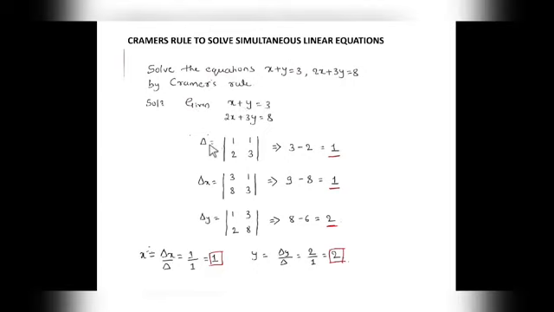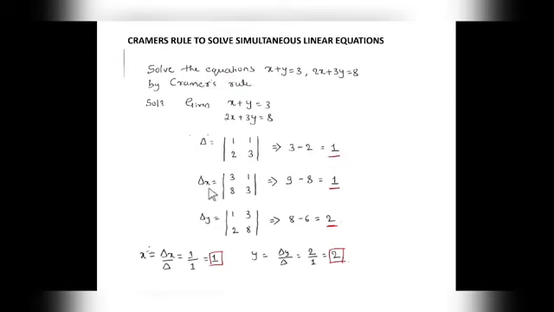First we have to find out delta. Delta means the coefficients of x and y. The coefficient of x is 1 here and here it is 2. The coefficient of y is 1 and here it is 3. Now we know how to solve this 2 cross 2 determinant. 1 3s are 3 minus 2 1s are 2. 3 minus 2 is 1.